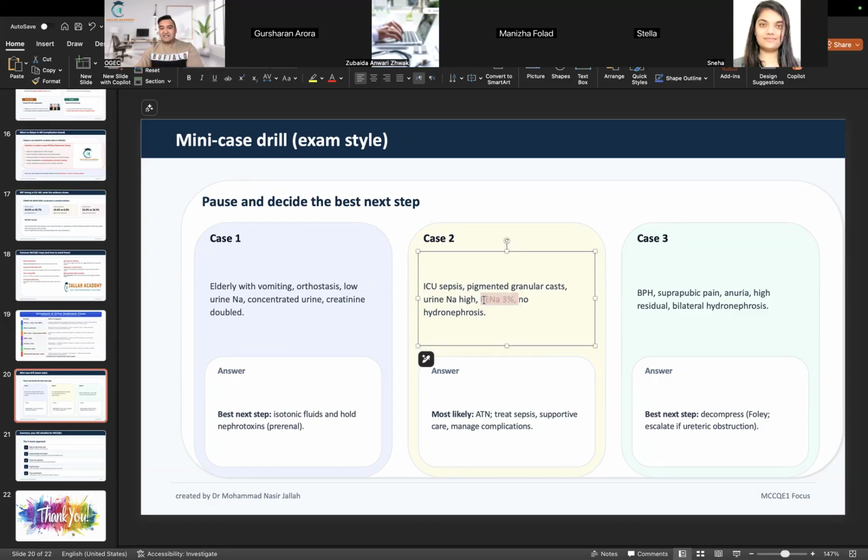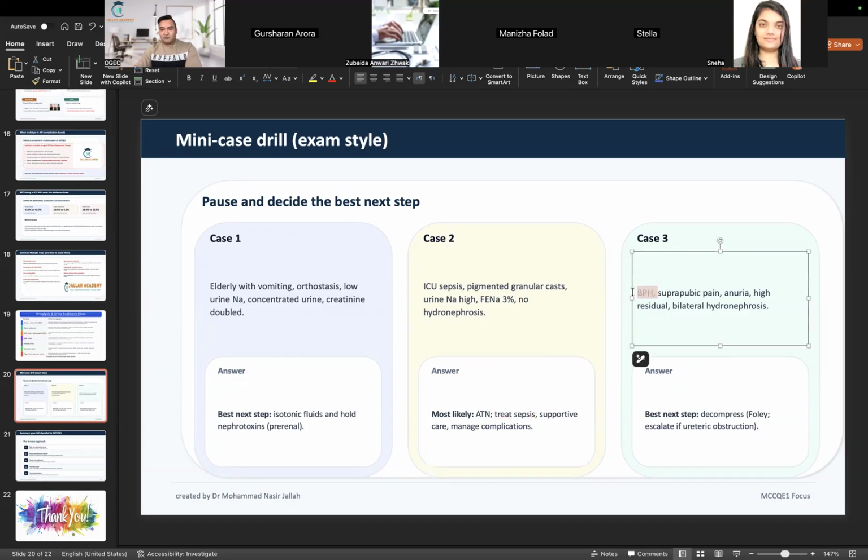So the FENa is 3. If it is 3, obviously it is not pre-renal because pre-renal is less than 1. Renal is more than 2. So it is 3, it makes sense. It is more likely to be renal than pre-renal. So I know my patient has sepsis, and this one has pigmented casts, also FENa 3. And what should I do next? I have to treat the sepsis, because this is the cause of the acute tubular necrosis, plus supportive treatment. Good. Pre-renal, renal, finished. Now I'm going to case number 3.